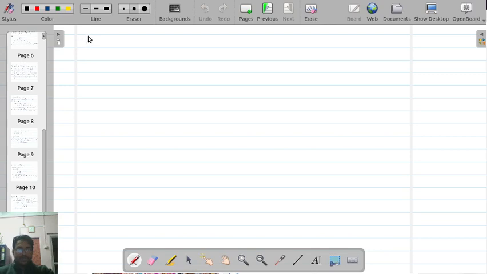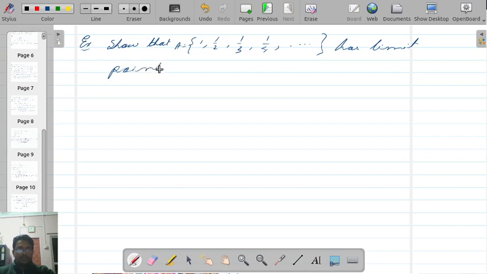Okay, so say for example this set. Show that, so in our first unit we have already done the Archimedean property of real numbers, so we'll use this somewhere. Show that this set A equal to 1, 1 by 2, 1 by 3, 1 by 4, and so on, the collection of reciprocals of natural numbers, has limit point 0. So we have to show that 0 is a limit point of this.